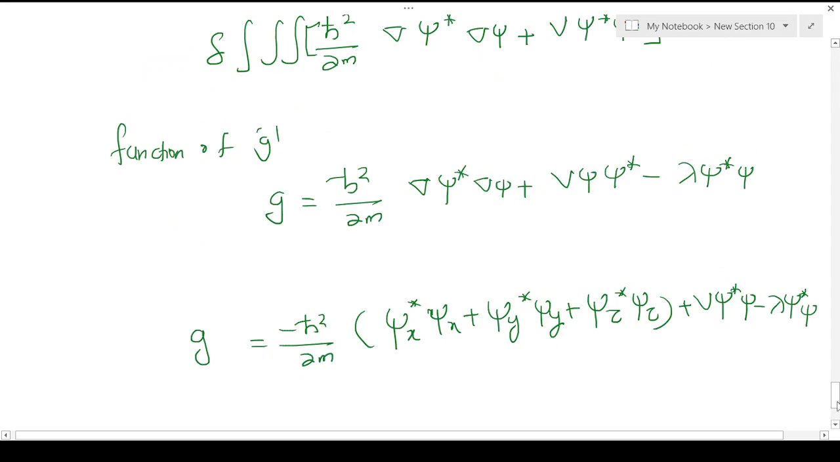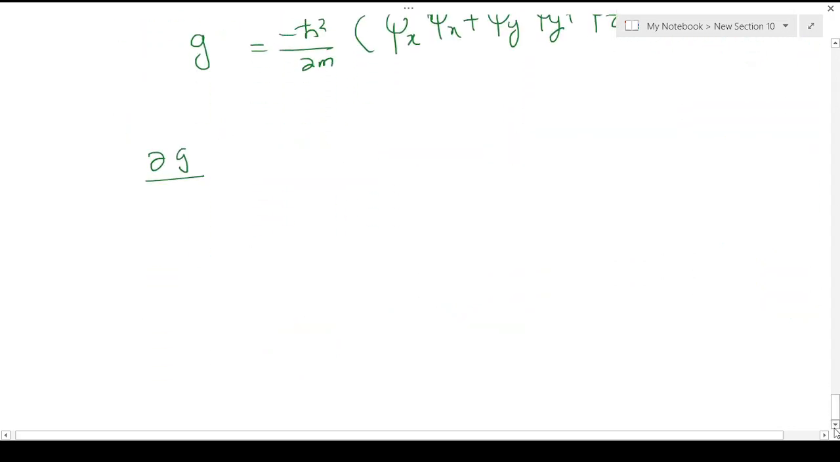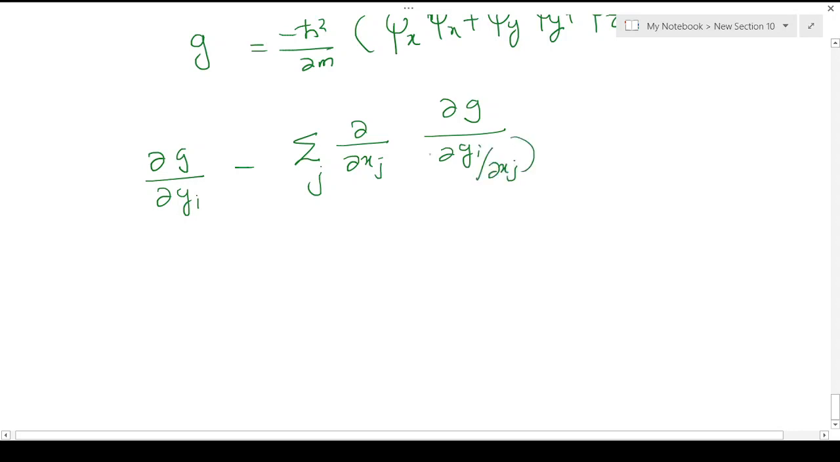okay, so when you say that dou g by dou y, dou g by dou y will be equal to, so in terms of yi, dou g by dou y minus, simply I can say that there is sigma j dou by dou xj dou g by dou yi by dou xj, which is equal to 0 we have to utilize.